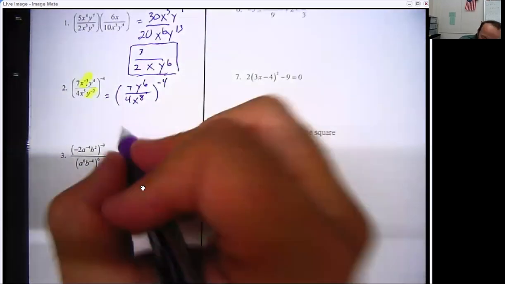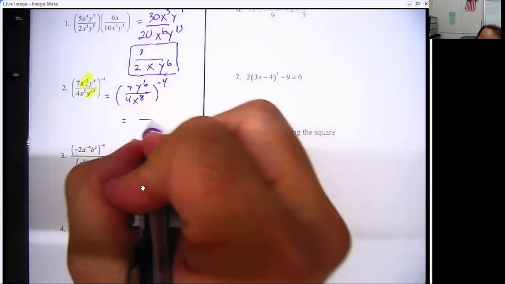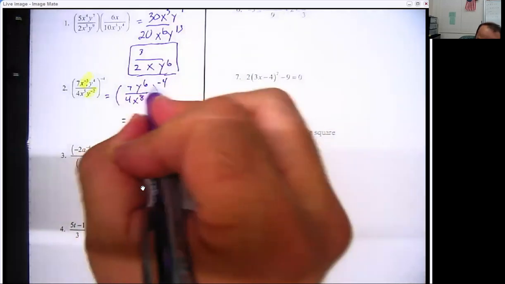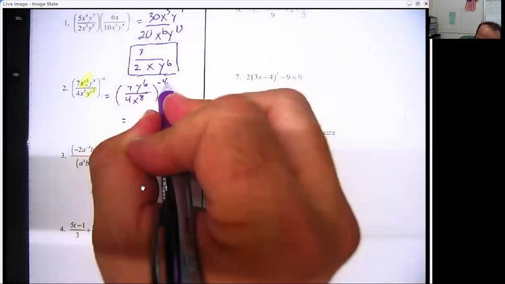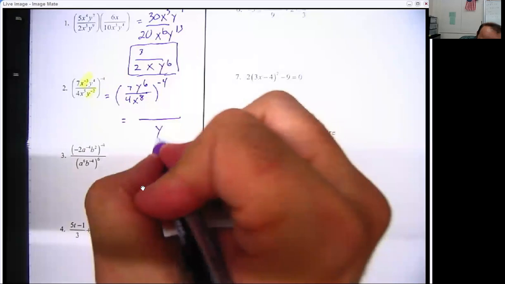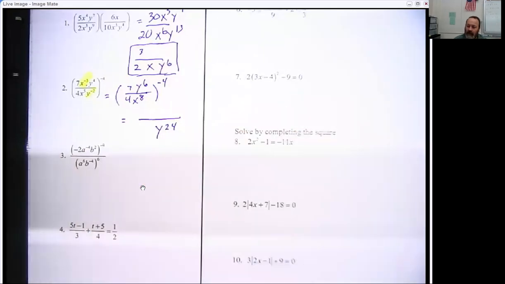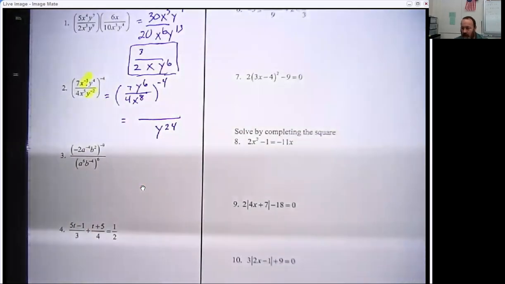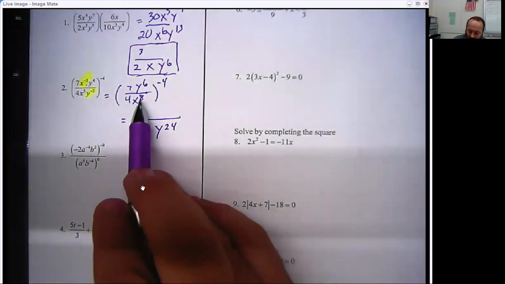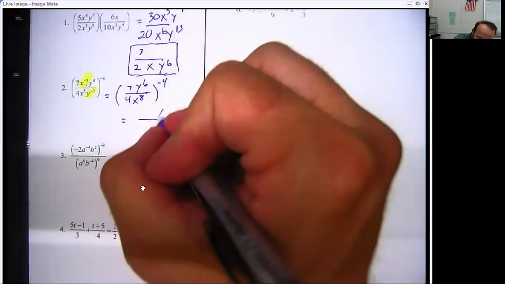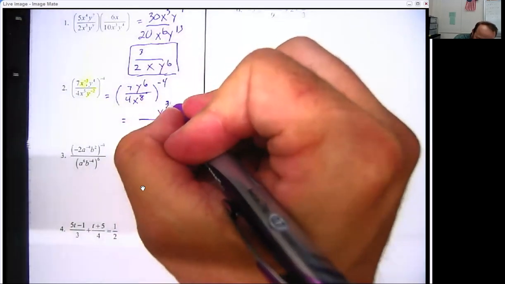Now at this point in time, things go fairly quick because powers of powers is a product, and 6 times negative 4 is negative 24, but we want to remember that anytime you have a negative exponent, that by definition is a reciprocal, so that should be y to the 24th in the bottom. In that same way, 8 times 4 is 32, so that's going to bring the x to the 32 into the numerator.